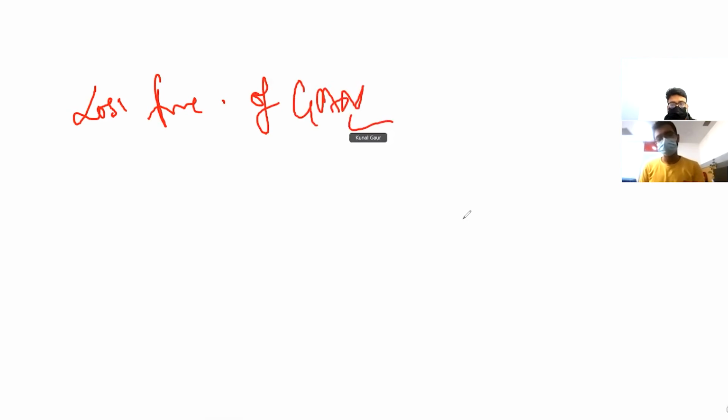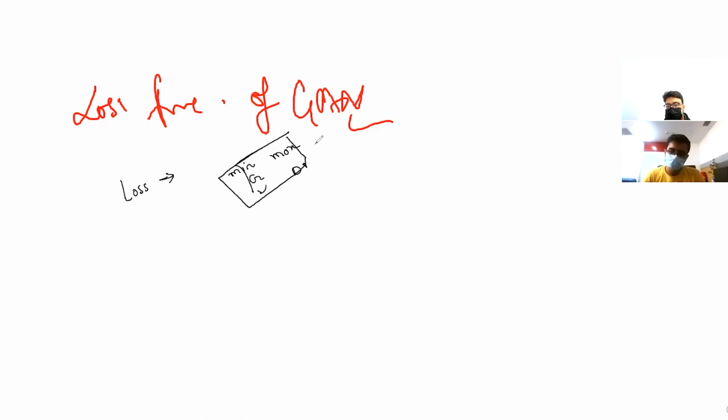If I have to write the loss function of GAN, what is basically happening is we are minimizing our generator loss and we are maximizing the discriminator loss. This basically constitutes the crux of the loss function: you have to minimize the generator loss and maximize the discriminator loss.